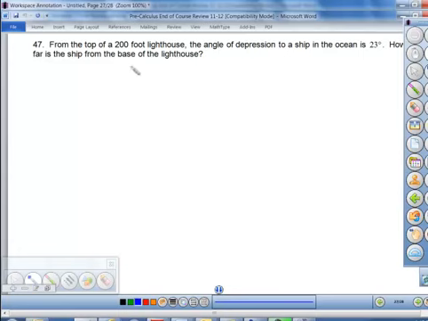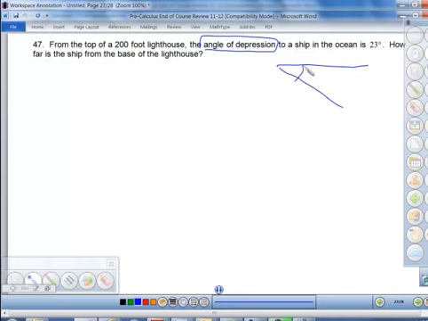Okay, 47. The biggest thing that's going to confuse everybody is this thing right here that says angle of depression. An angle of depression is just like if you were looking straight out, and then you dropped down and looked lower, this angle right here would be considered the angle of depression.